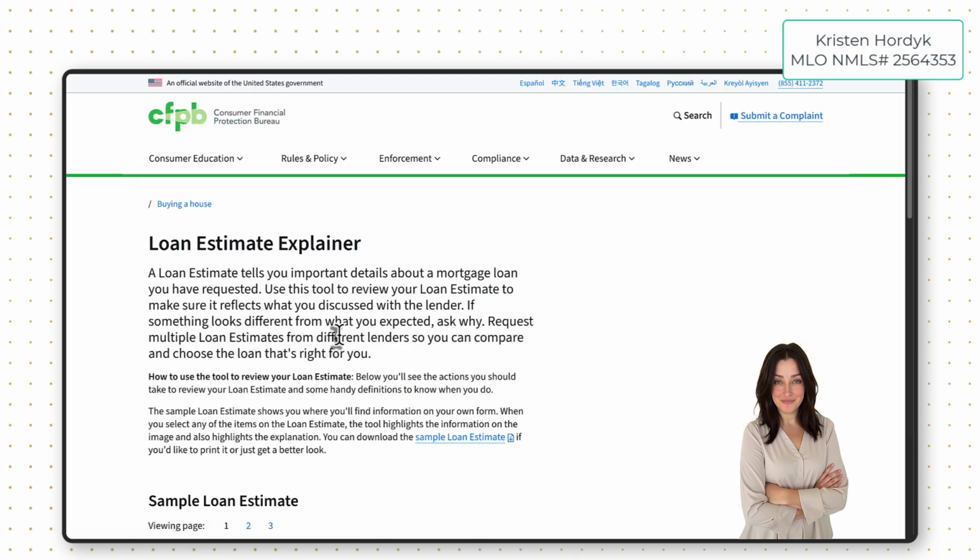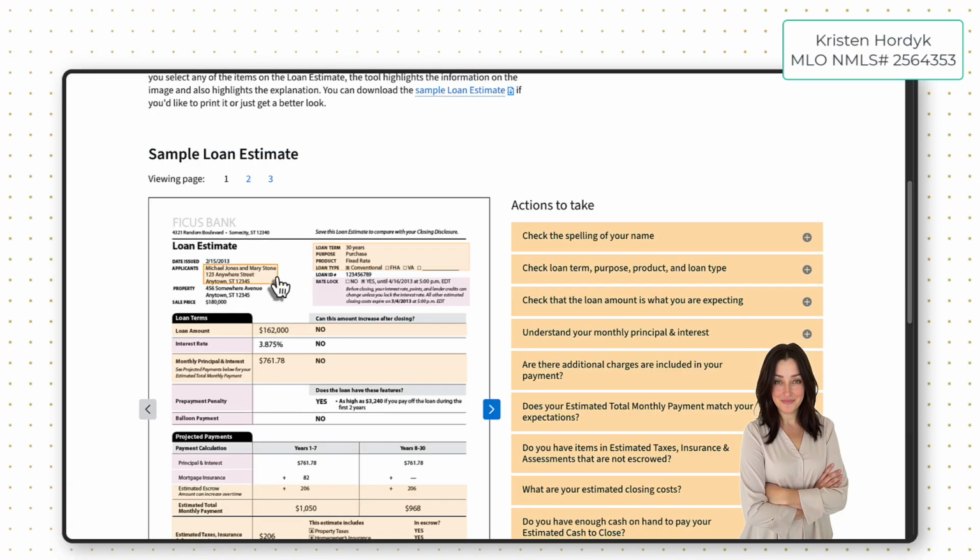I'm using the Consumer Financial Protection Bureau's Loan Estimate Explainer. The CFPB standardizes this form and makes it the same so borrowers can make informed comparisons, meaning that you can compare apples to apples. A loan estimate is one of the most important documents you're going to receive, and you receive it within 3 business days after applying, along with your initial disclosures. It shows your projected monthly payment, your estimated closing costs, and the long-term cost of your loan.